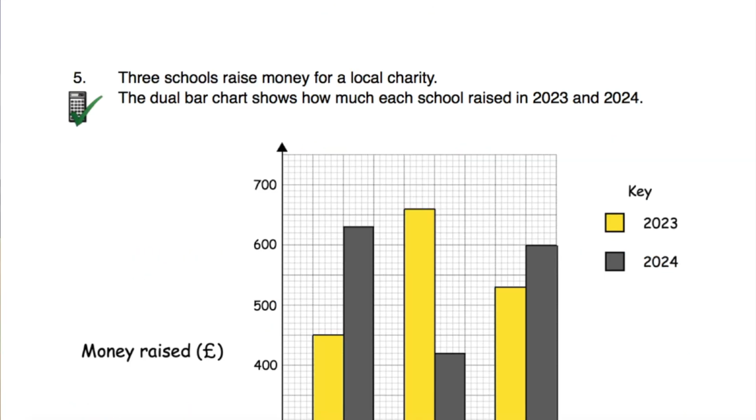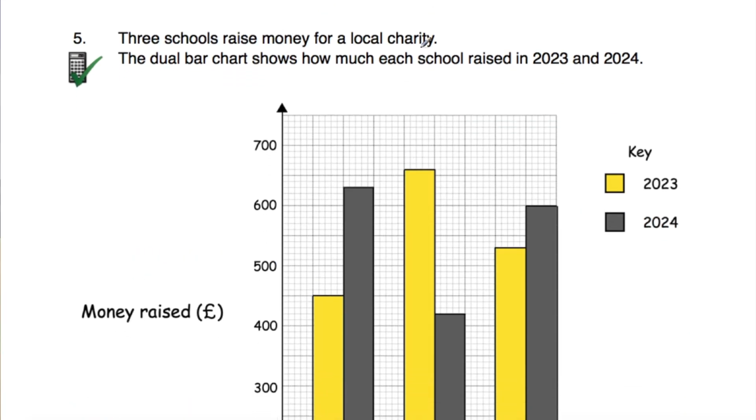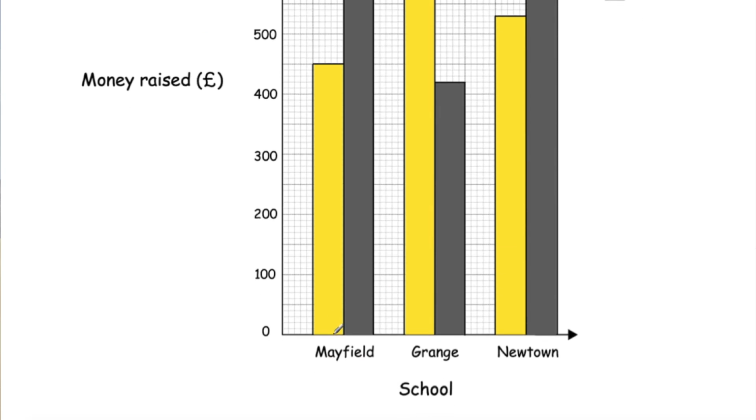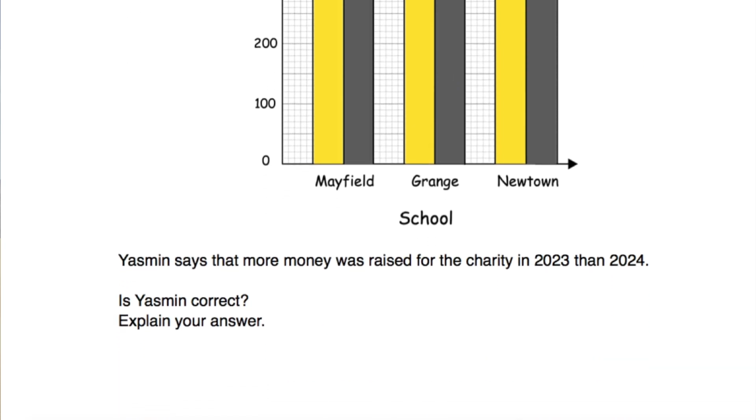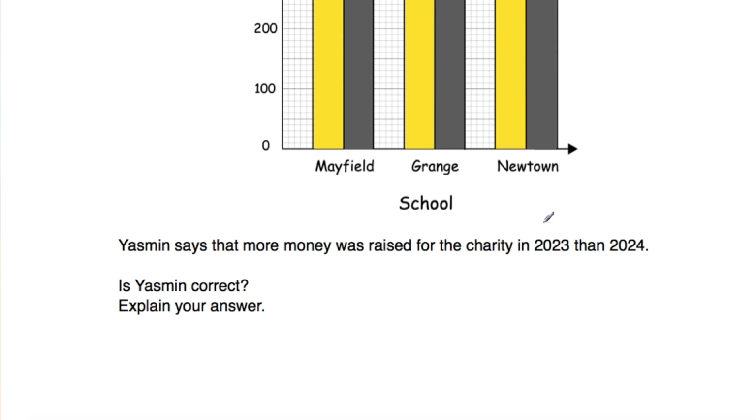Okay, let's have a look at question number 5. It says that 3 schools raise money for a local charity, and the dual bar chart shows how much each school raised in 2023 and 2024. So 2023 is in yellow and in dark grey is 2024. So here we've got each of the schools: Mayfield, Grange and Newtown, and we've got an amount of money raised going up vertically, from 0 to 100 in 10 little squares. So that's going to mean that each little square, each line going up, is £10. And the question says, Yasmin says that more money was raised for the charity in 2023 than 2024. Is Yasmin correct? And explain her answer.